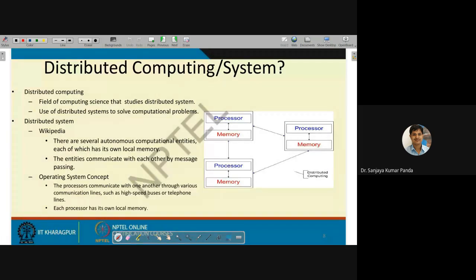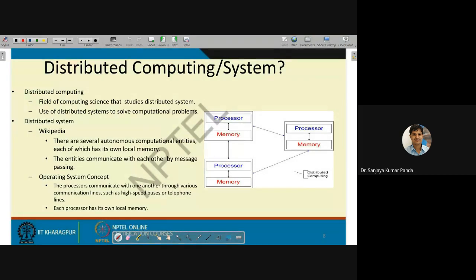So distributed computing is a field of computing science that studies distributed systems. It uses a distributed system to solve computational problems. One example I already mentioned: if you want to add 1 to 100, let us divide that among 10 different friends. Your first friend will calculate from 1 to 10, the second friend from 11 to 20, and so on, so that in a faster way you can compute the addition of the first 100 numbers. This is just a simple calculation, although there are different formulas to calculate the sum of a set of numbers.